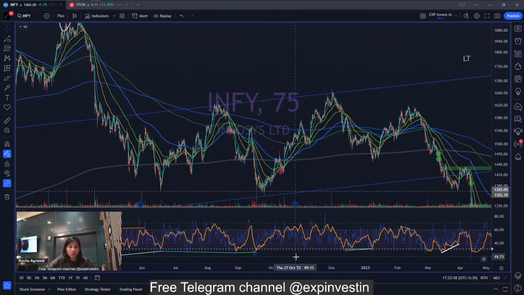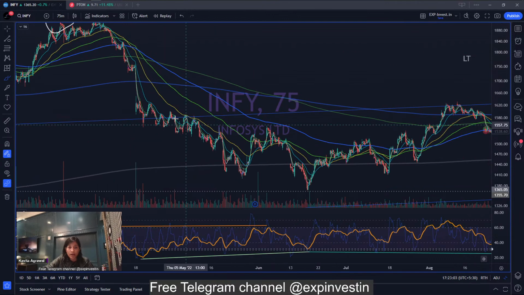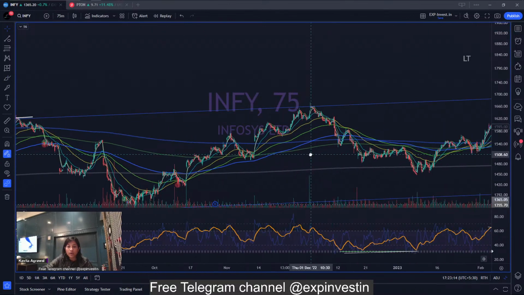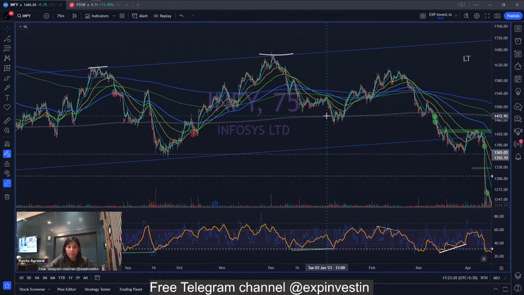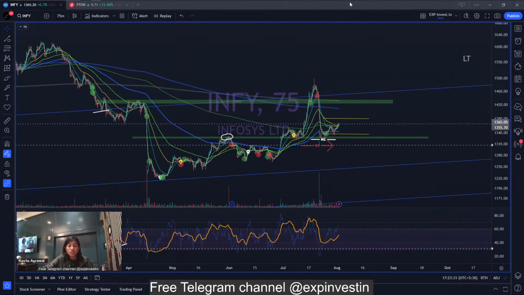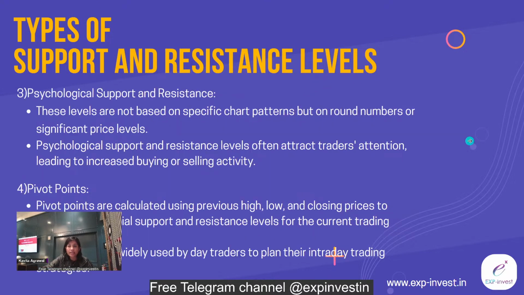Moving below, we can see that when the price approached this trend line from above, it took multiple attempts to breach it. When it finally did, this support trend line turned into a resistance trend line right here. Then it again acted as a resistance trend line here, and then went back down to breach the next one. In the meanwhile, it acted as a good support level. So that is about support and resistance levels using trend lines.